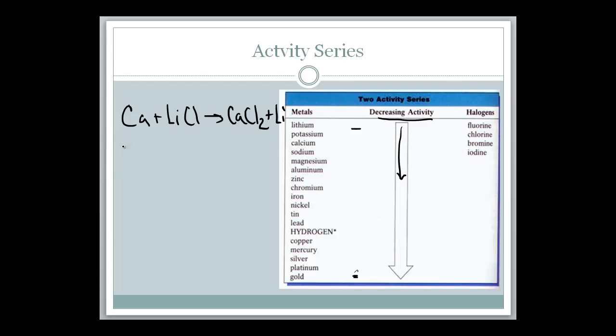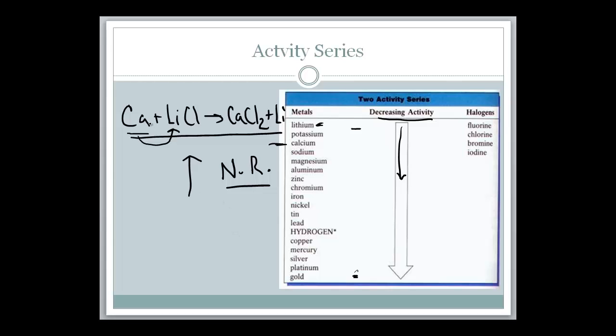The thing that's doing the replacing, in other words, calcium here is trying to replace lithium. For this reaction to happen, the thing doing the replacing has to be higher on the activity series than the thing it's replacing. So for us, we have calcium there, but lithium is up there. So even though we can write this reaction out, the calcium is lower than lithium, so for this reaction we would write NR, which stands for no reaction.